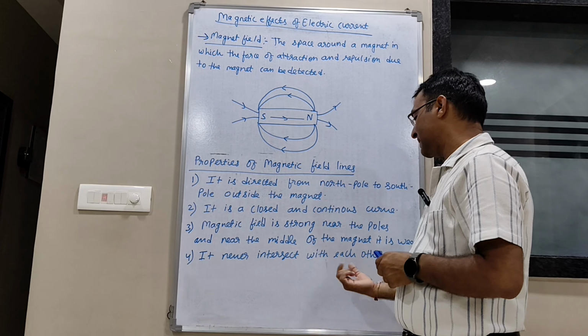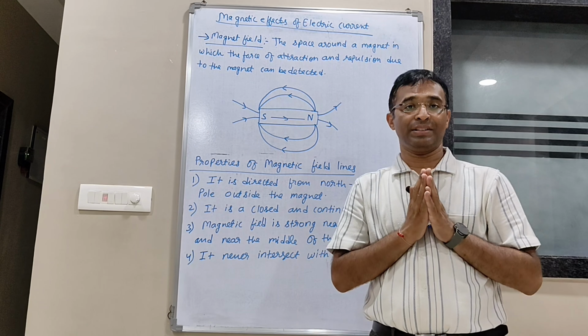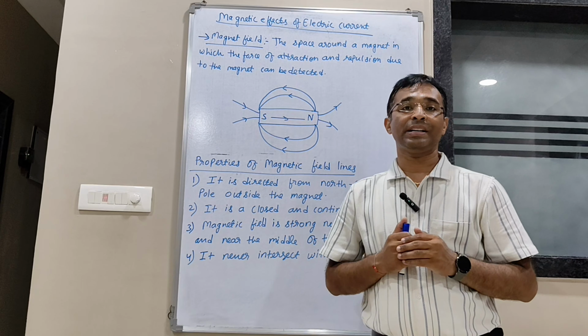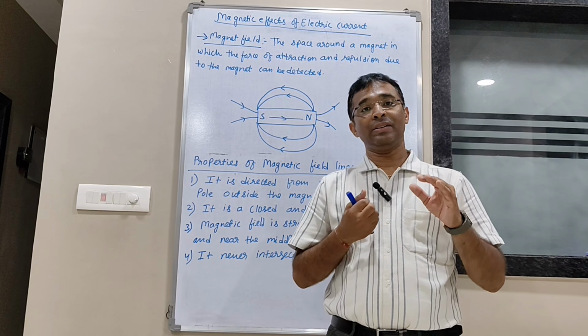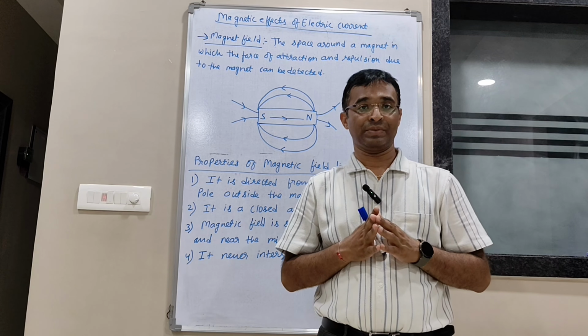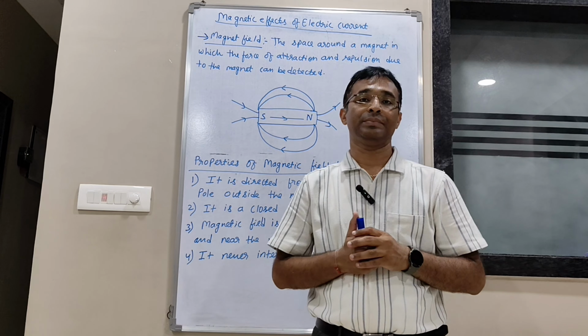Fourth, they never intersect each other. Two magnetic field lines never intersect with each other. Why? Because if the magnetic field lines intersect, that means at one point there are two directions of the magnetic field, which is not possible.